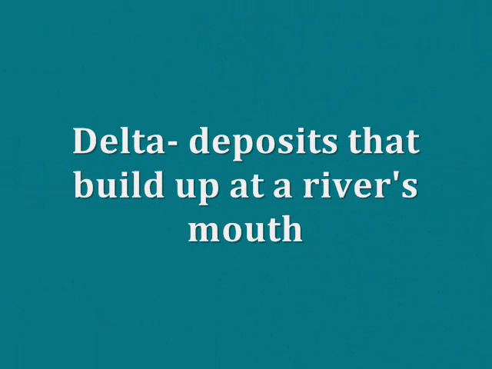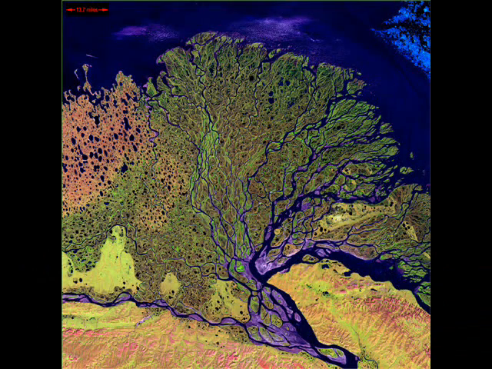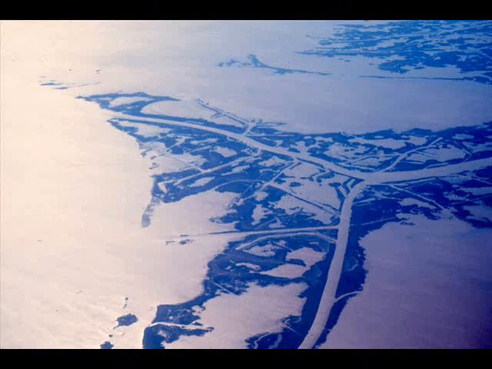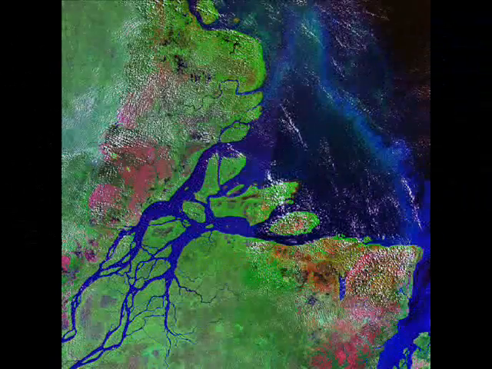The first example of a deposition is a delta, which is a deposit that builds up at a river's mouth. In these pictures, rivers are flowing into larger bodies of water. The place where the river meets the larger body of water has a buildup of sediment. That is the delta.